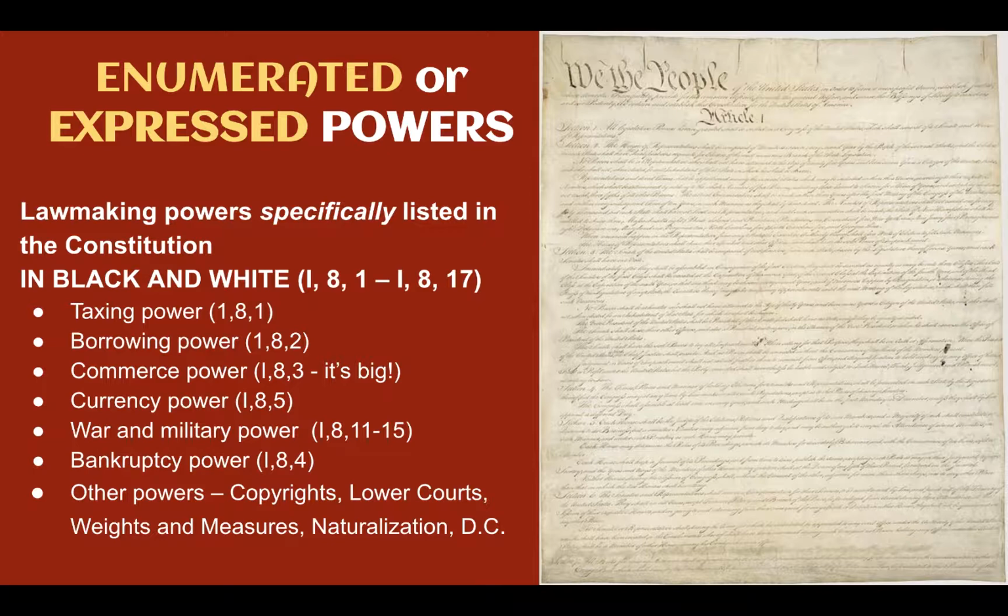We've got the power of Congress to tax, to borrow money, to regulate interstate and international commerce. Huge power. The power to coin and print money, to declare war, to raise an army, to declare bankruptcy, to issue copyrights, to create lower courts, to standardize weights and measures, to naturalize citizens, and also a big one, that's Article 1, Section 8, Clause 17, to create a federal district for the seat of the government. That's Washington, D.C. We're going there in 200 days.